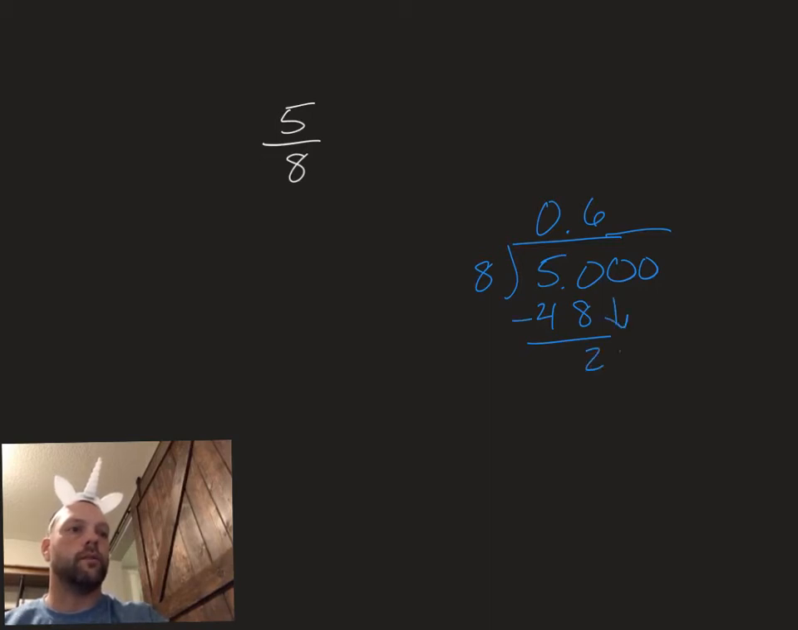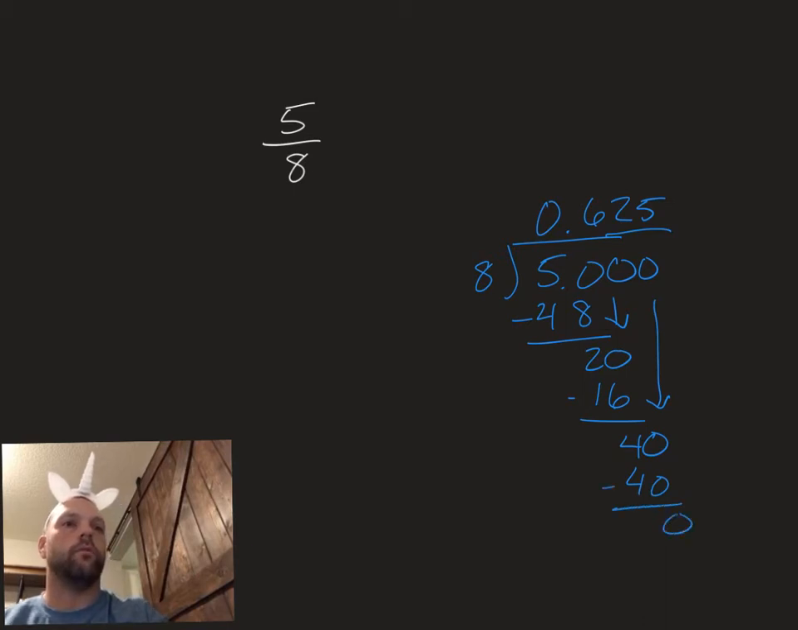Bring down my next 0. 8 goes into 20 now 2 times, which is going to give me 16. 20 minus 16 is 4. Bring down my next 0. 8 goes into 40 5 times, and that's going to give me 0. So 5/8 is equal to 0.625, 625 thousandths.